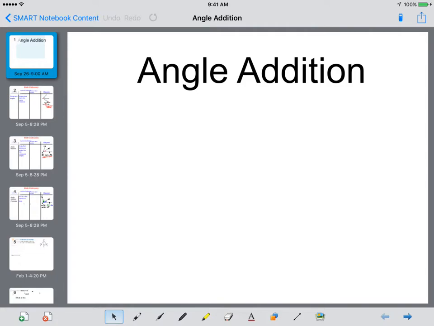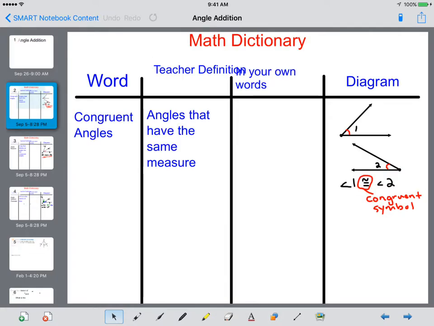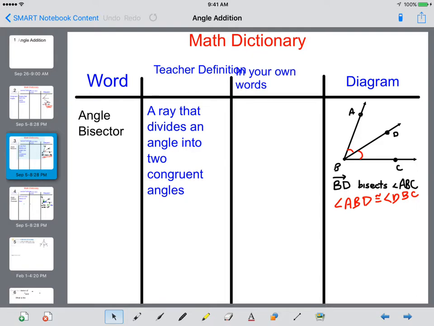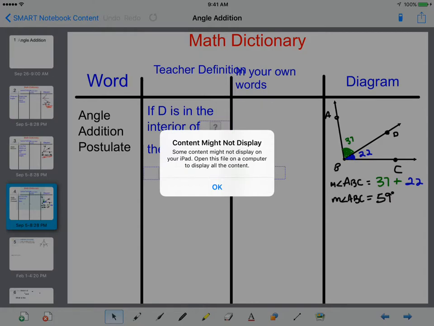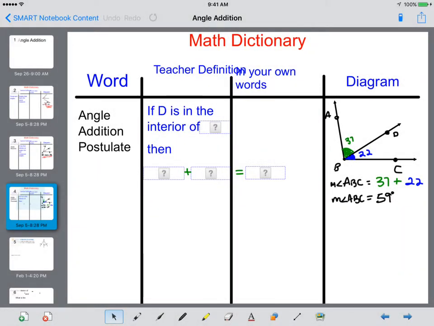Here's your first word, congruent angles. Second word, angle bisector. Third word, angle addition postulate.